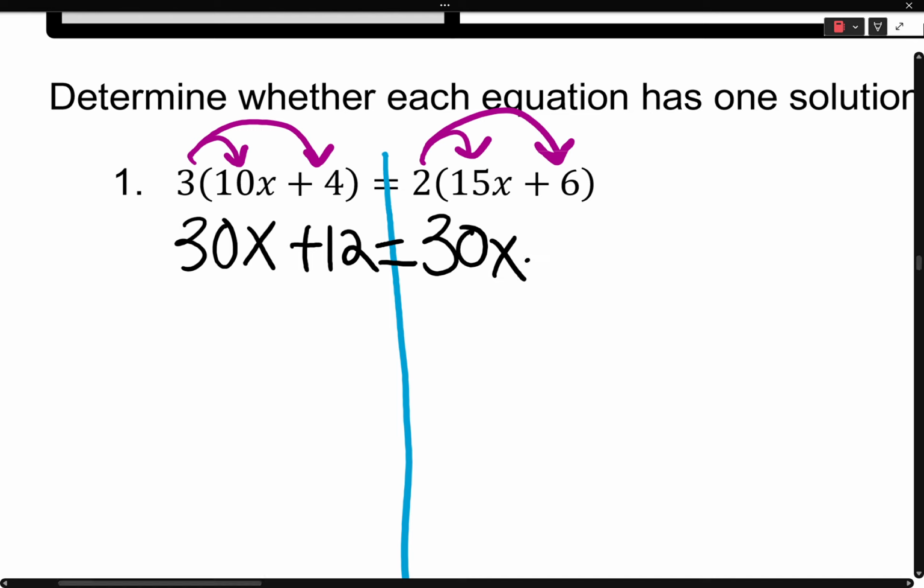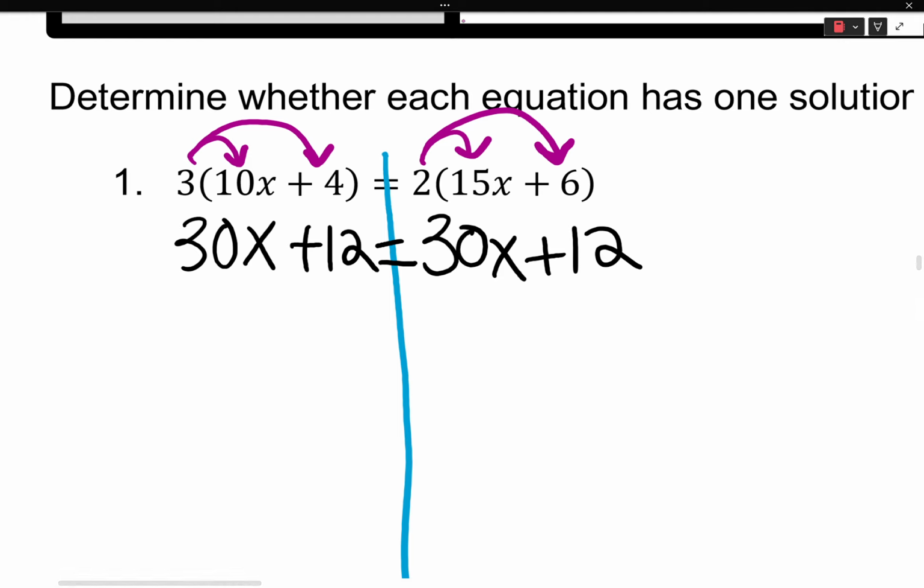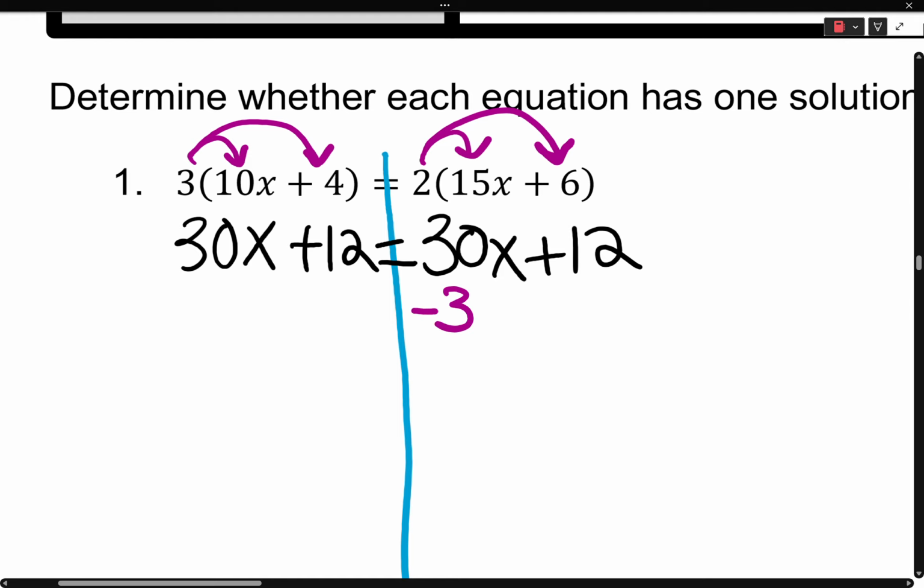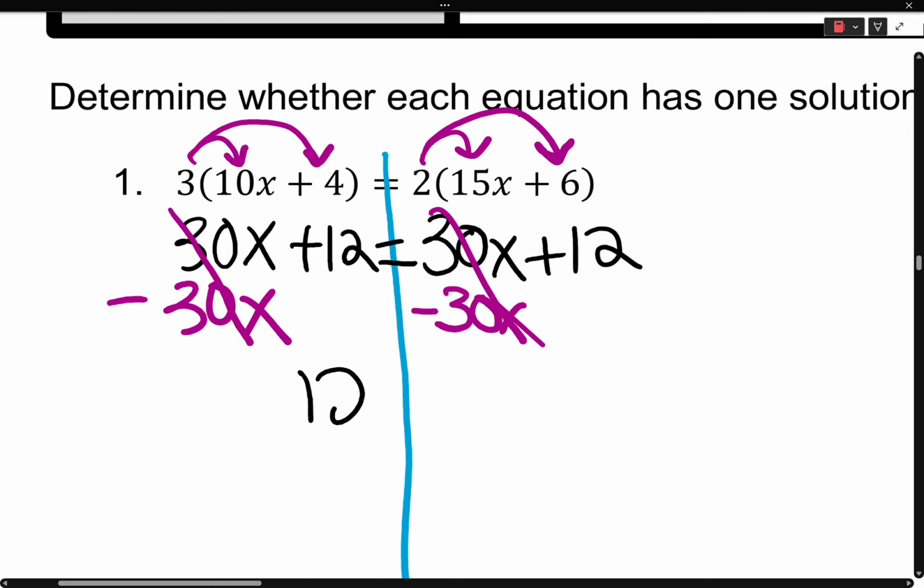For my next step, I'd like to move my 30x from the right to the left, which means since it was a positive 30x, I'm going to subtract 30x from both sides. On the right side, they cancel. Perfect. On the left, 30x minus 30x also cancels. I'm left with 12 equals 12. That's true, so my answer is infinity.